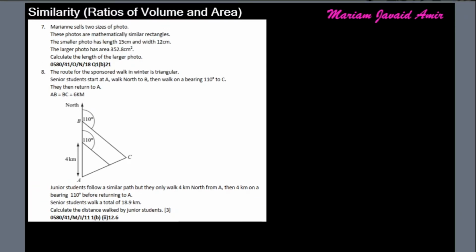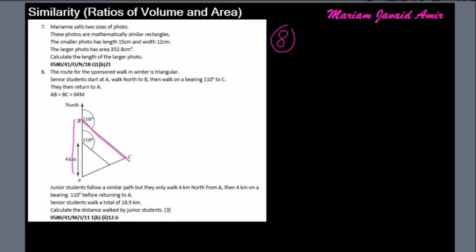Question 8. The route for the sponsored walk in winter is triangular. The senior students start at A, walk north to B, then walk on a bearing of 110 degrees to C. So they've shown you the bearing, so we don't have to worry about the word bearing in this question. They've already shown us this angle. Then they return to A. AB and BC equal 6. So this length is 6, this length is 6 as well.